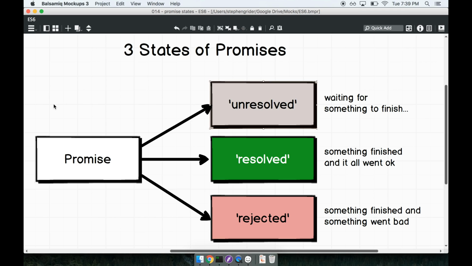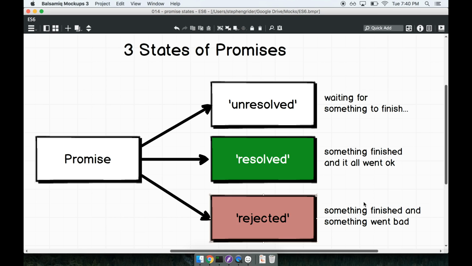Once whatever we're waiting for actually occurs and takes place, our promise enters one of the other two states, either resolved or rejected. When a promise enters the resolved state, it means that our long-running process finished and everything related to it went okay. So this is how we handle errors or successes around promises or these long-running processes. In a resolved state, it means, hey, thumbs up, everything worked out okay.